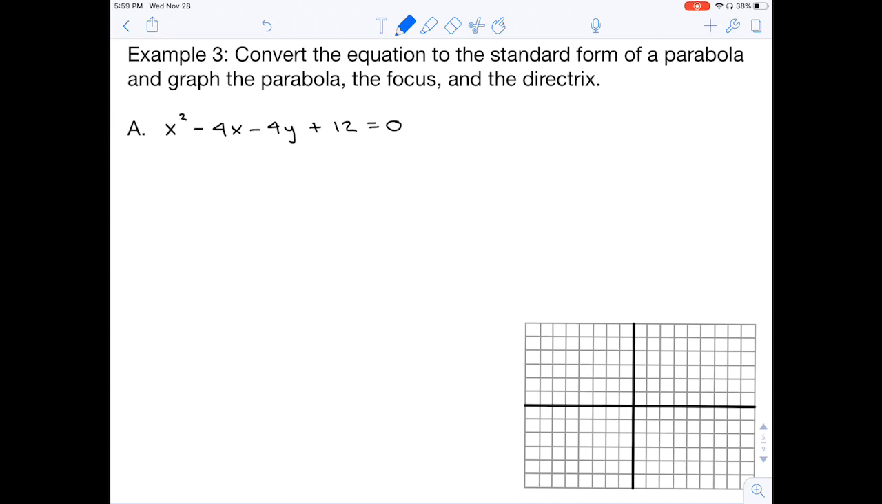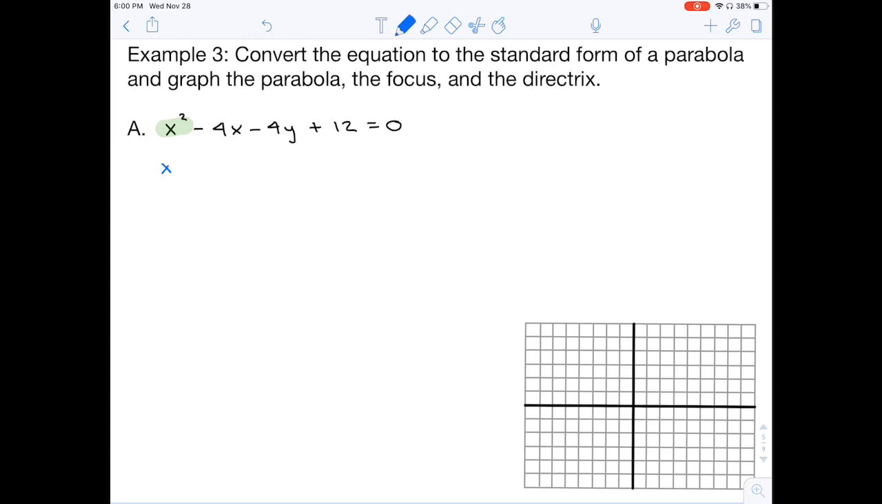So the difference here from what we've done before is I'm going to put x's on one side and everything else, including the y's, on the other side. The reason I'm choosing x's is because this is x squared. Really, whichever variable is squared is the variable that's going to be on the left-hand side, and the other one's going to be on the right-hand side. If it had been y squared, then it'd be y's on the left. So let's go and do that.